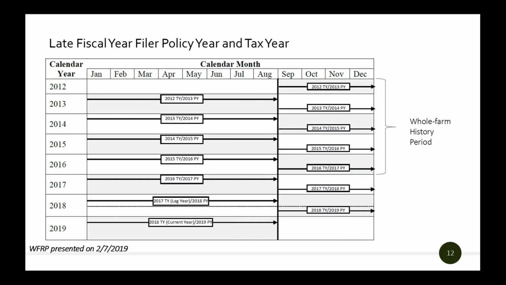But for example, let's just go down to the 2018 year here, because we're September 1 on the previous slide. Our policy year for 2019 had already started, and take a look at that and see how they line up. So September 1st is the beginning of our 2019 policy year, but it's our 2018 tax year. So your next opportunity to sign up for whole farm revenue protection won't be until September 1 of 2019, the calendar year, so to speak. So you've got a little time there to watch and see how this product would work for you.